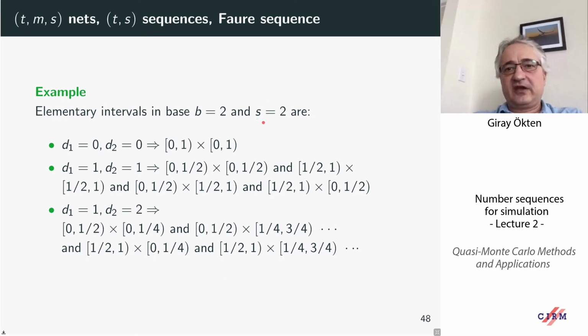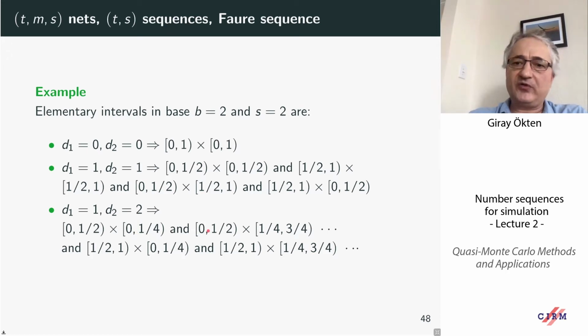Now let's look at a two-dimensional case. S equals 2, and the base is 2 as well. So let's look at something more interesting. Let's look at this last one. D1 equals 1, D2 equals 2. D1 equals 1 means you are dividing the x-axis into 0 to 1/2, and 1/2 to 1 only. D2 equals 2 means you're dividing the y-axis into 4ths: 0 to 1/4, 1/4 to 2/4, 2/4 to 3/4, 3/4 to 4/4. Then you take the Cartesian product of all these intervals, and those are your elementary intervals.